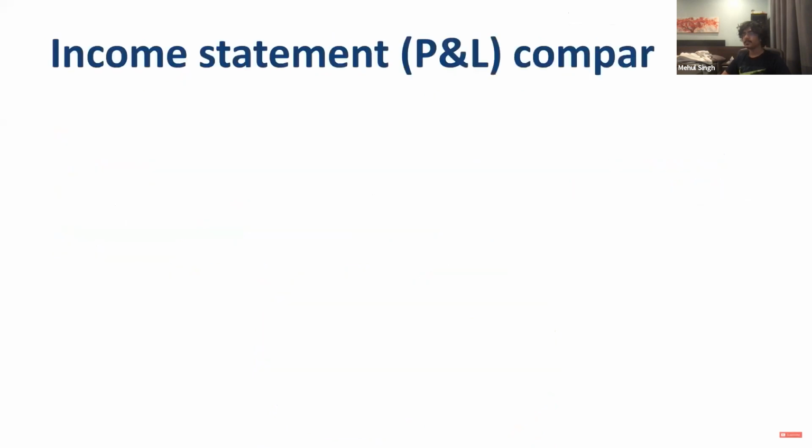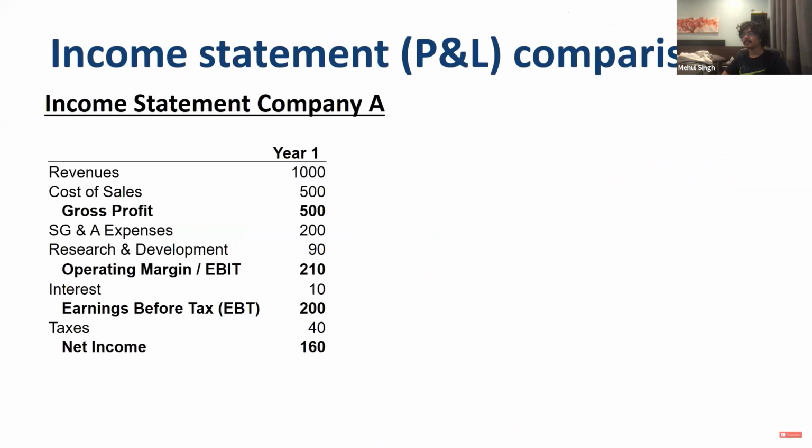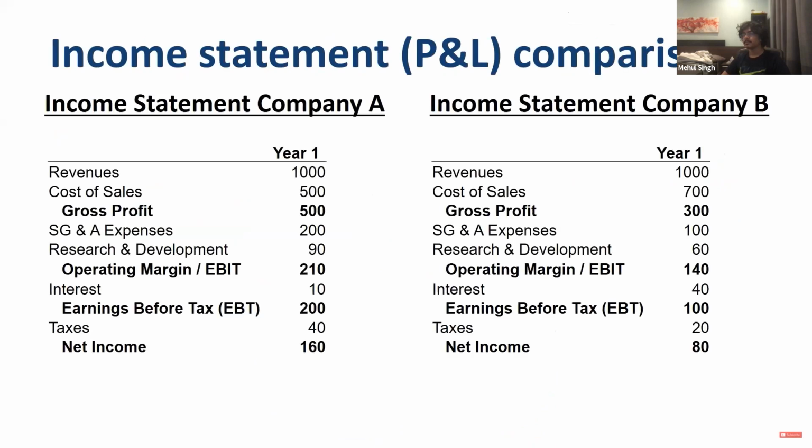Part 1. Financial ratios that only focus on the income statement or profit and loss statement, P&L. Let's compare the income statements of two fictitious companies, which, unlike real-life companies, have nice round numbers in their financial statements.